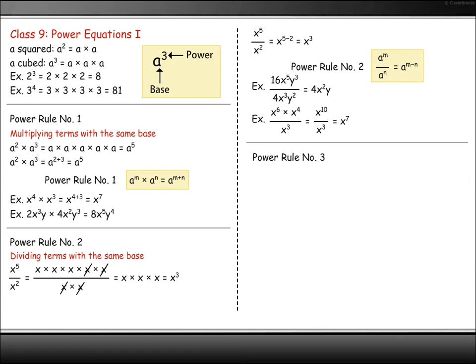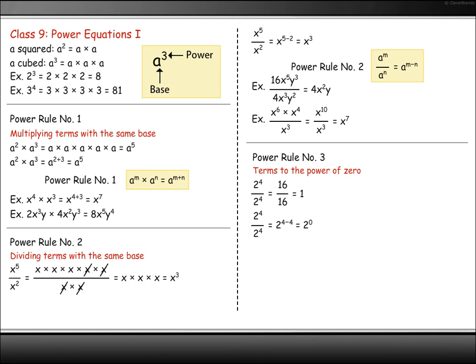Power rule number 3. Terms to the power of 0. Evaluate 2 to the power of 4 over 2 to the power of 4. 2 by 2 by 2 by 2 is 16, so it becomes 16 over 16, which is, of course, equal to 1. You can also work this out using power rule number 2, where you subtract the powers. This gives an answer of 2 to the power of 0.